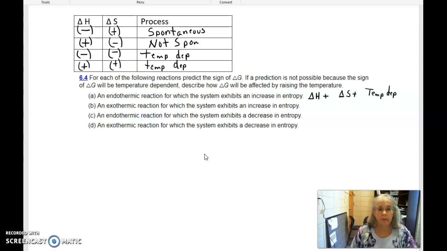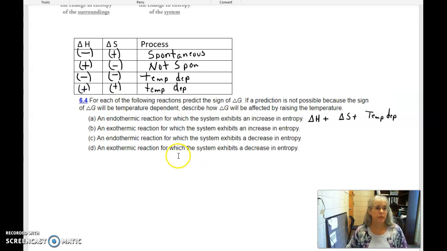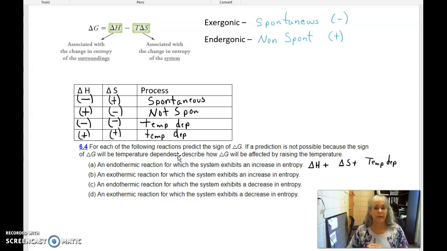If the temperature increases, that'll increase the importance of this term, which is our negative term. So if we increase the temperature, we will increase the spontaneity of the reaction.